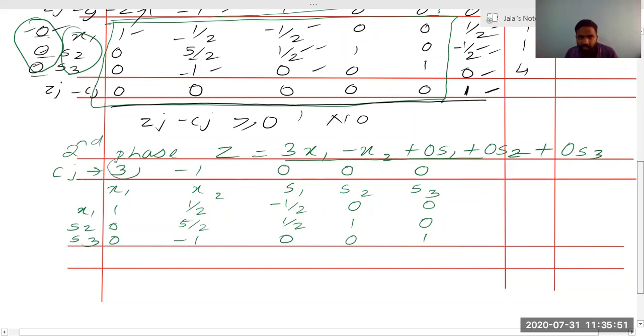The value of x1 is now 3, the value of s1 and s2 is 0, and this value is 0. Now again find zj minus cj. Copy the RHS as it came earlier: 1, 1, 4. Okay, now we need to find zj minus cj.